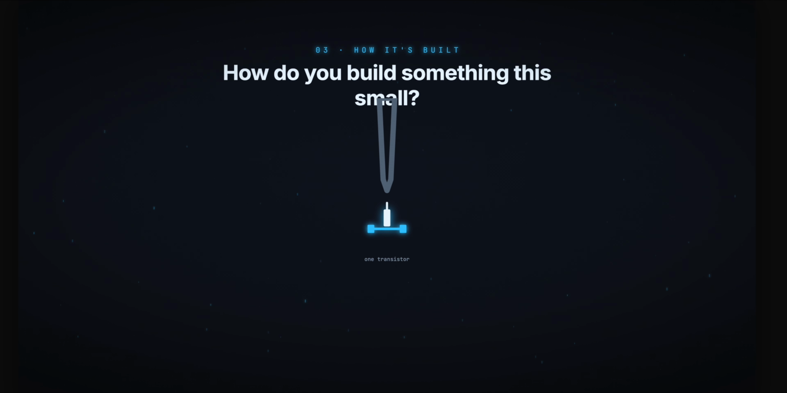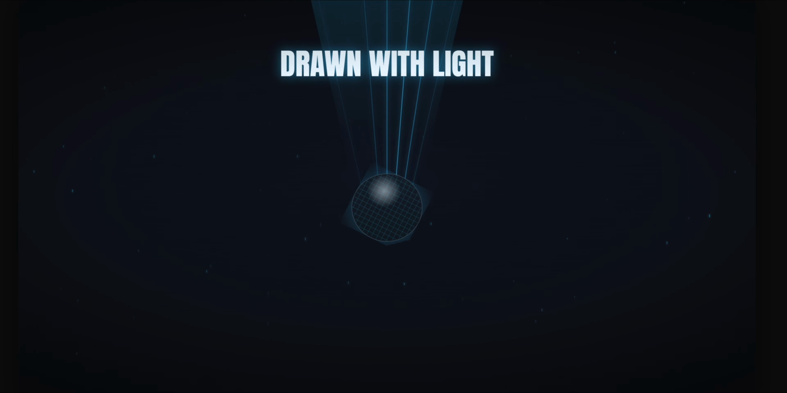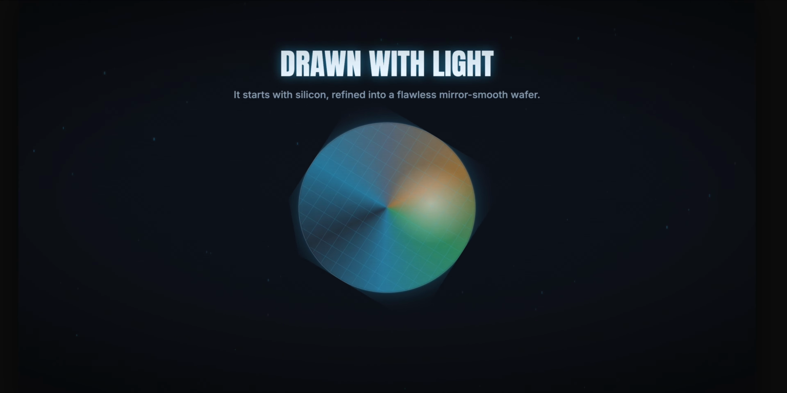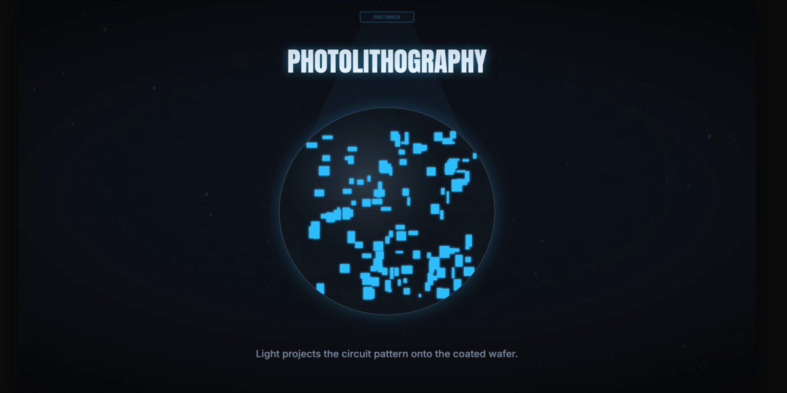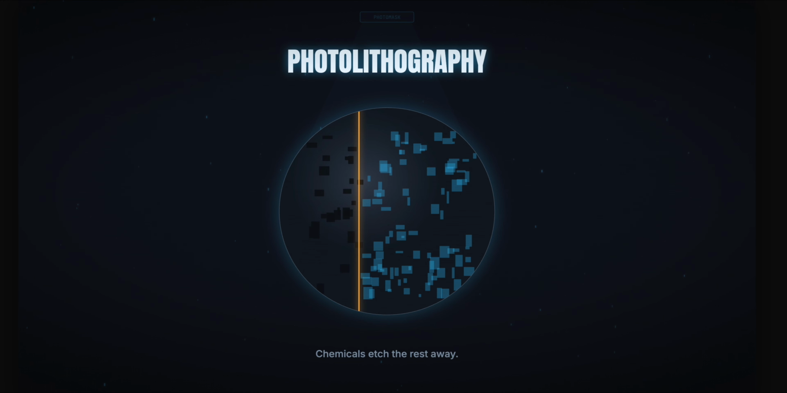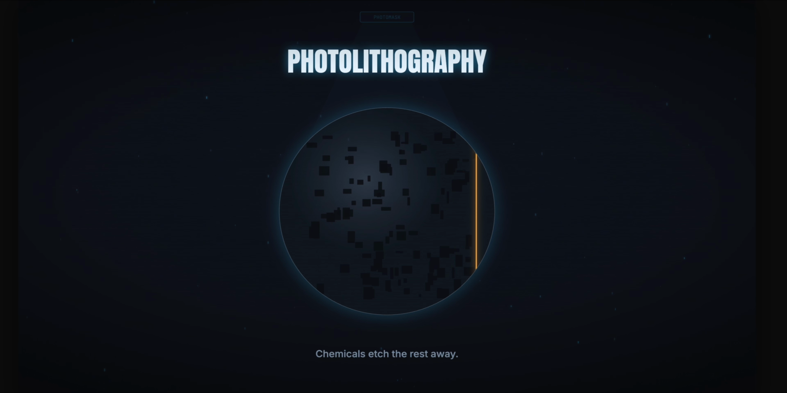So how do you possibly build something that small? You cannot carve it by hand. No tool is fine enough. Instead, chips are quite literally drawn with light. The process begins with silicon, one of the most common elements on Earth, refined into a flawless, mirror-smooth crystal disk called a wafer. Then, layer by layer, the circuit pattern is projected onto that wafer using beams of light. In a process called photolithography, the light hardens a special coating in precise patterns, and chemicals etch away the rest, sculpting the transistors directly into the silicon.